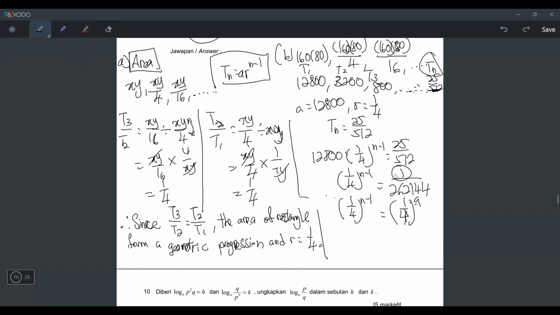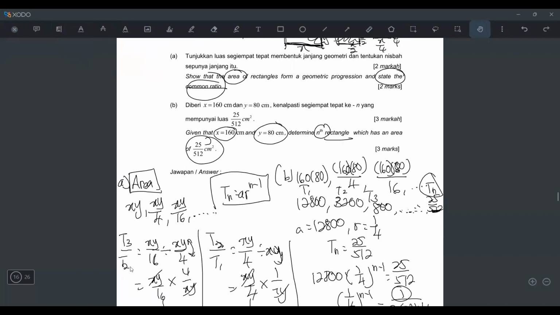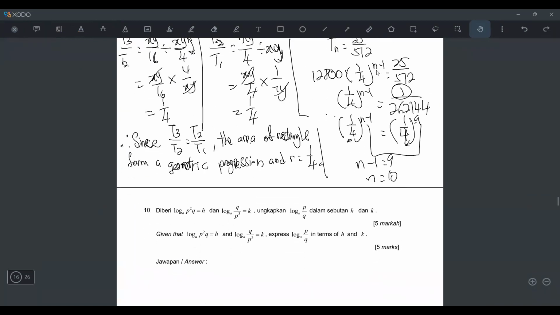So 1 power 9, of course, you will get 1. But the problem is 4 power 9. So 4 power 9, I tried already, you get this. So base sudah sama. Now I can take the power equals, so n equals to 10. Right? So what does the soalan ask? Which area? This one. The answer is 10. Means the 10th rectangle will have this area. So let's write it for them. Dot dot dot the 10th one, the 10th rectangle. Okay. Yeah, that's the answer.